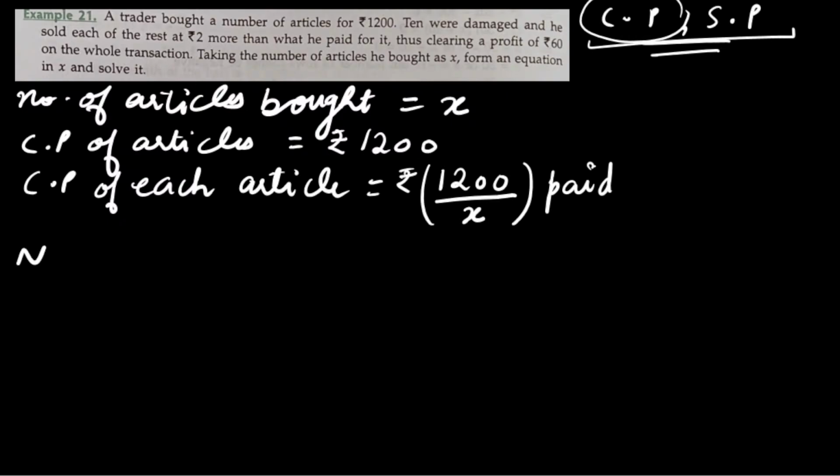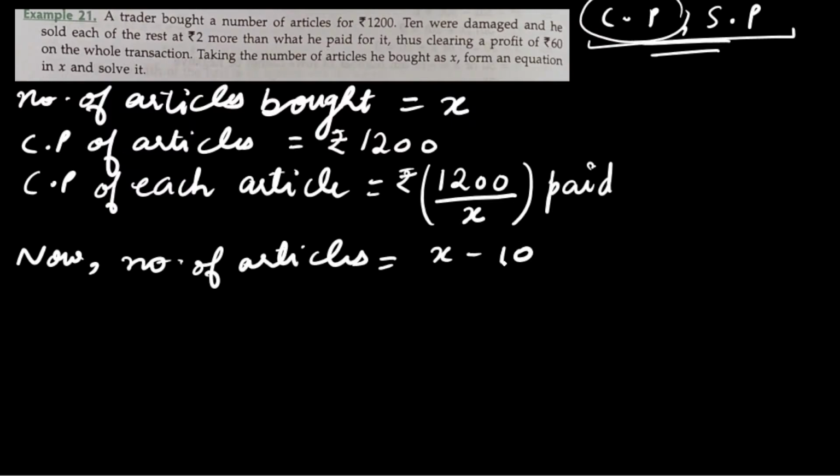Now what will be the number? Now the number of articles is X minus 10. Why X minus 10? Because 10 were damaged. So that means now the number is X minus 10. Now what is the cost of each?